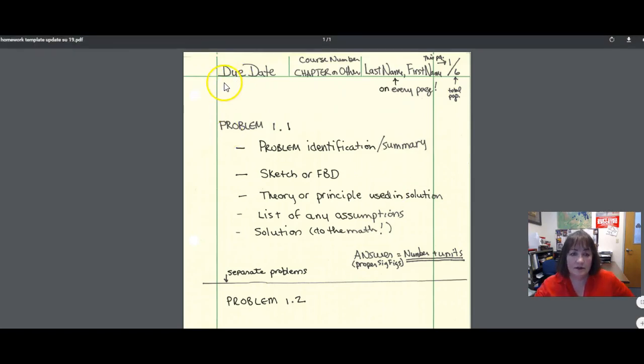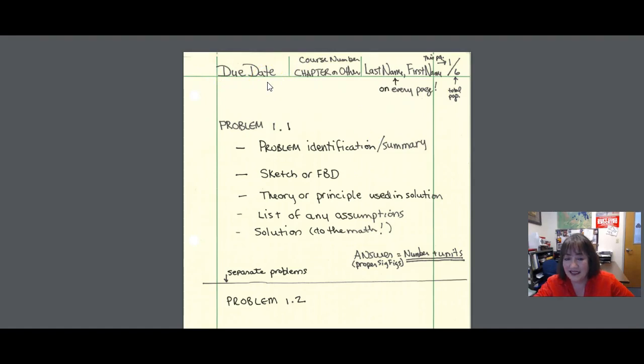Now, first of all, along the top, I want these 4 elements every single time. The due date, not the date that you're doing your homework, but the date that it's due. And that date can be found on the syllabus and on our Moodle page. We'll talk about those in just a moment. Then the course number, here this would be ES 2330. And then something to identify the homework. In other words, here the best identification would be the chapter 1 homework, chapter 2 homework, and so forth.